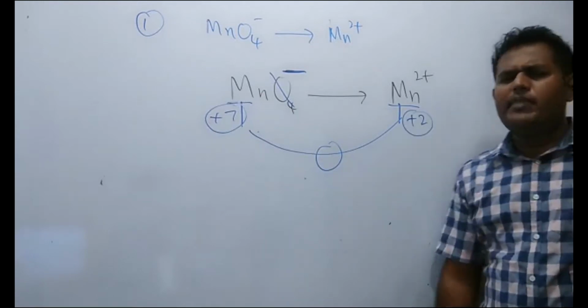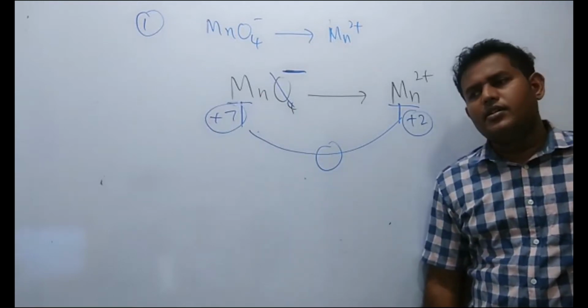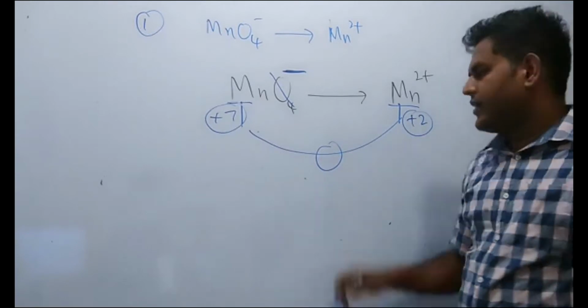Plus 7, plus 2. What's the difference? Plus 7, plus 2, the difference is 5.